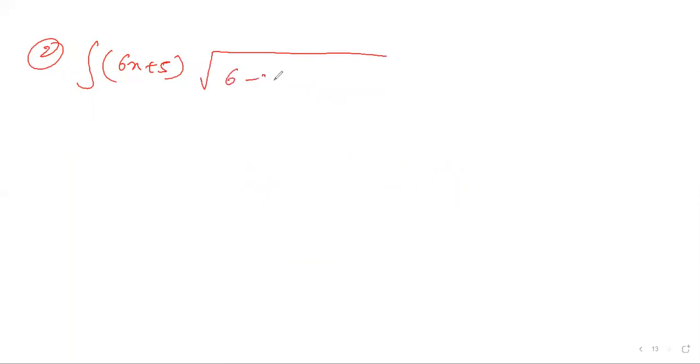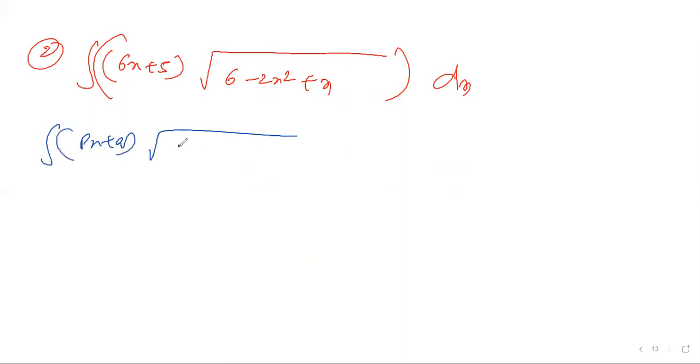Now I'll go to the second question. Second is integration of 6x plus 5 by under root of 6 minus 2x square plus x, dx. Clear? How does this question look like? Integration of px plus q by under root of ax square plus bx plus c. Am I clear, Anna? Yes, sir. This is the same method.